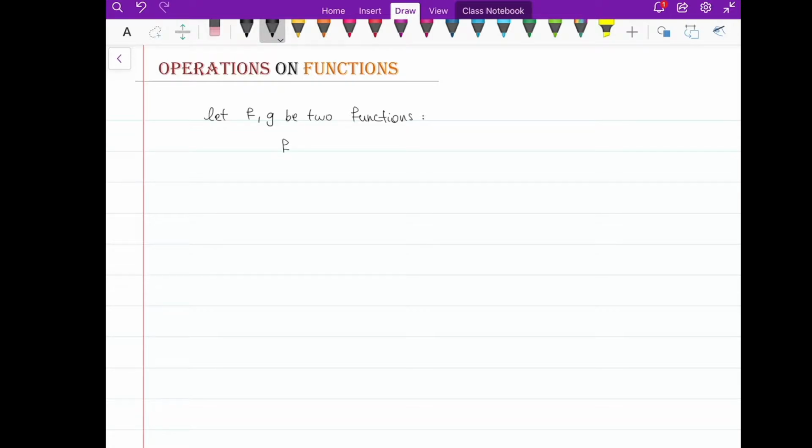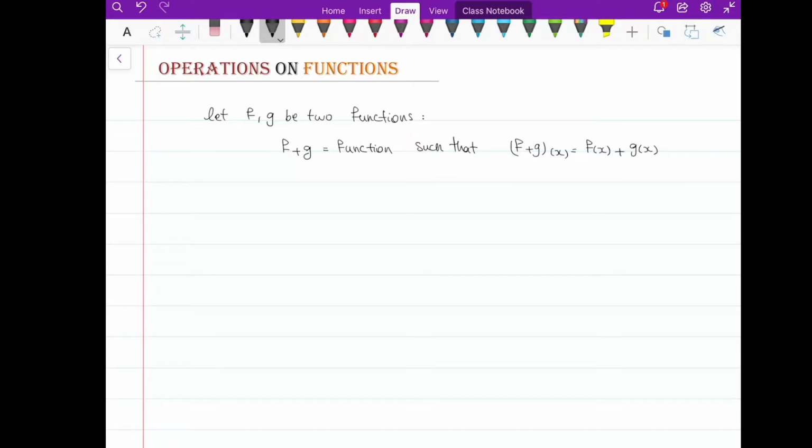The first one is f plus g. What is f plus g? F plus g is a function such that at any point x, okay, that's the definition of the addition, we have f of x plus g of x.